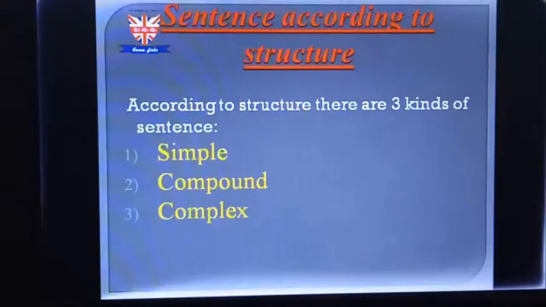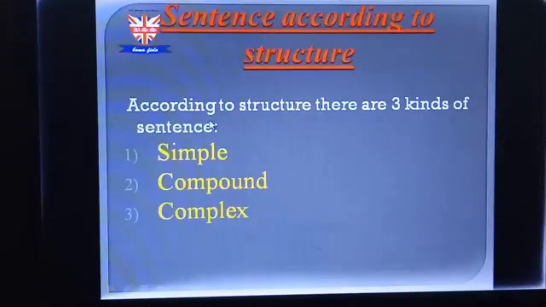As I've told you at the beginning of this semester, each of your chapters will be related with each other. For that reason, you have to be regular to watch the videos, as you have to be regular in the class as well. So look at the screen now.